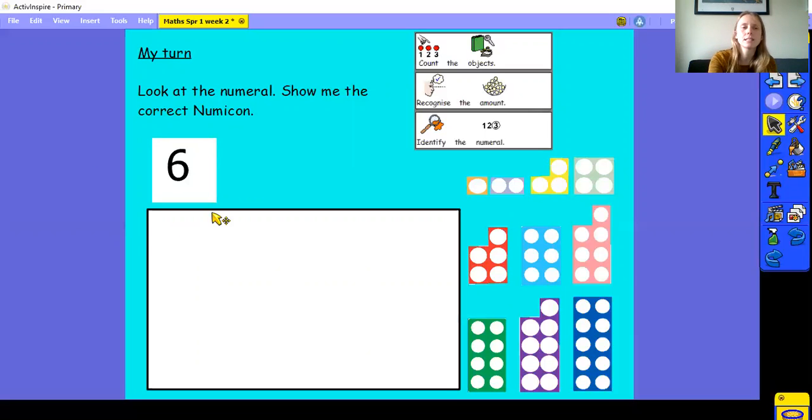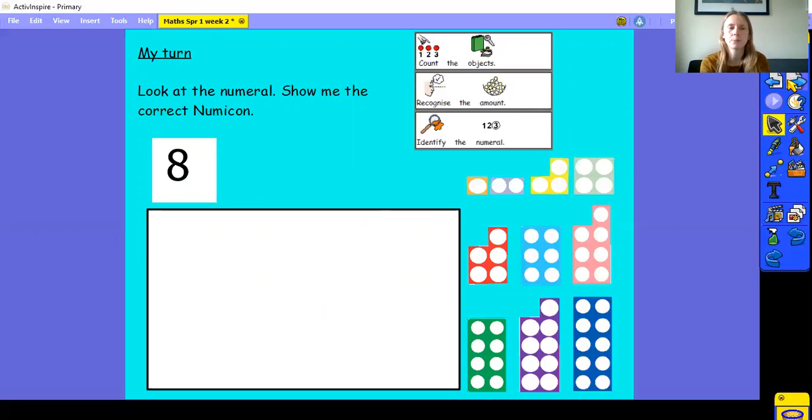Here I can see the numeral that shows 6. I need to find the Numicon piece that shows 6. I remember that it has 3 holes on one side and 3 holes on the other side. Let's have a look. This has 3 holes on one side, but it doesn't have 3 holes here. It can't be that piece. Here it is. This is 6, 3 holes on this side and 3 holes on the other side.